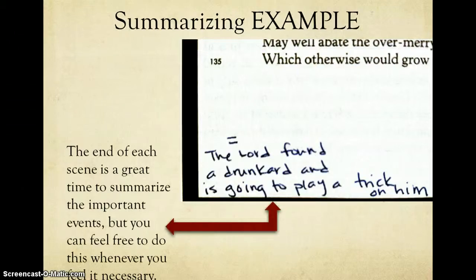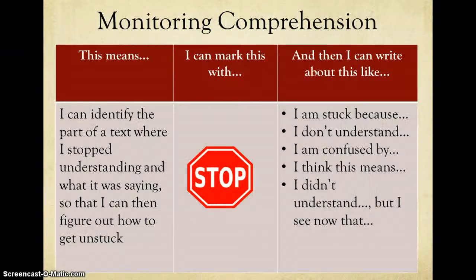I want to make sure that I do point out, however, that while the end of a section is a great place to summarize, it's not the only section, and you should feel free to summarize whenever you feel it necessary. Finally, we have monitoring comprehension. This is where you can identify the part of a text where you stopped understanding, and then you can figure out how to get unstuck. You annotate through the use of a stop sign, and there again are your sentence stems.